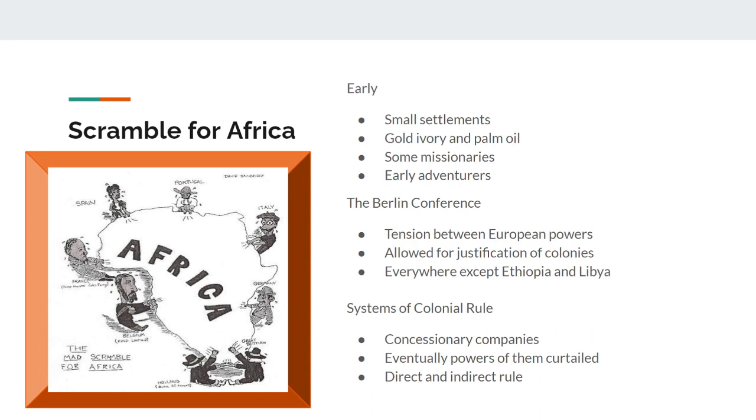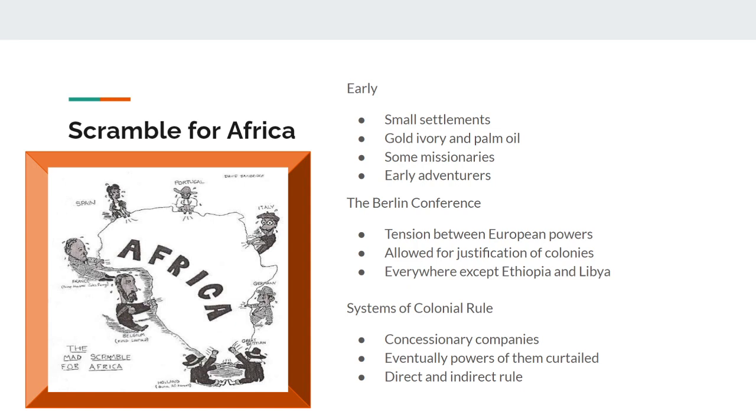Then there was the Berlin Conference. There was tension between European powers because they all wanted to get a piece of Africa, but they didn't want to start a war. In the Berlin Conference, they allowed for the justification of cutting up Africa into colonies. Everywhere except Ethiopia and Libya had been colonized by some country, and the Berlin Conference allowed it as long as you announced what you were doing and it wasn't encroaching on another person's colony.